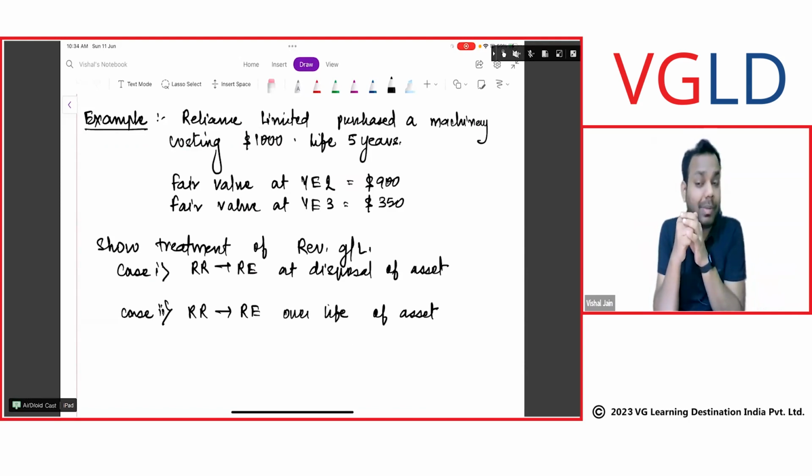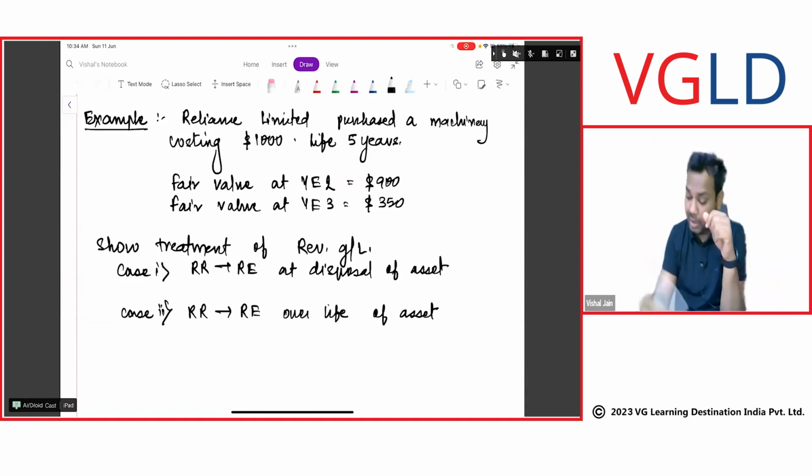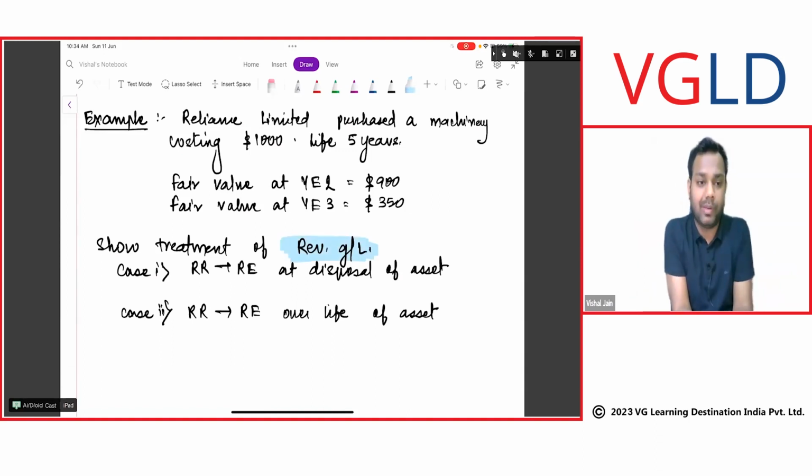I am asking the treatment for revaluation gain or loss. You are giving the treatment of revaluation reserve. Wrong. Give me the journal entries for revaluation gain or loss. See the question properly. That's a challenge. We don't read the question itself. Amount.